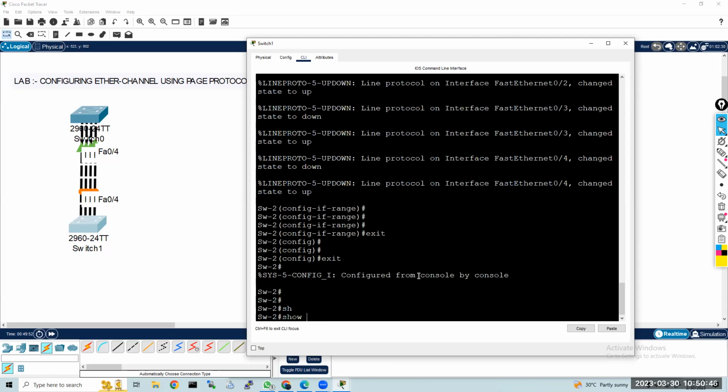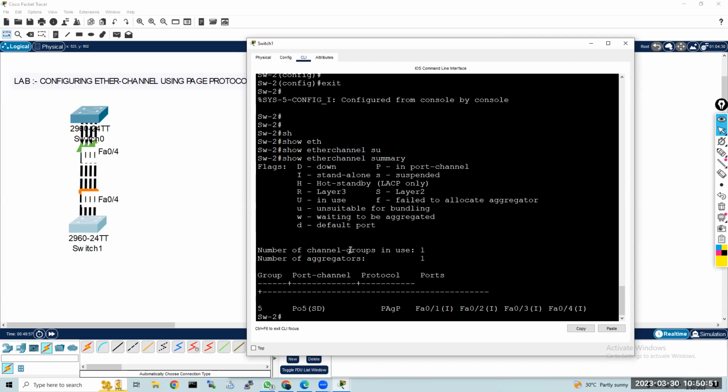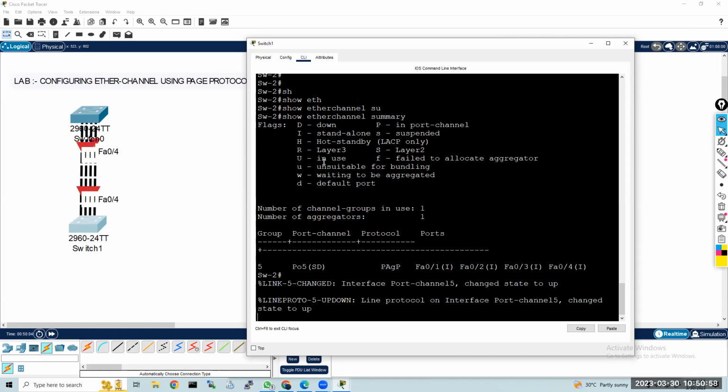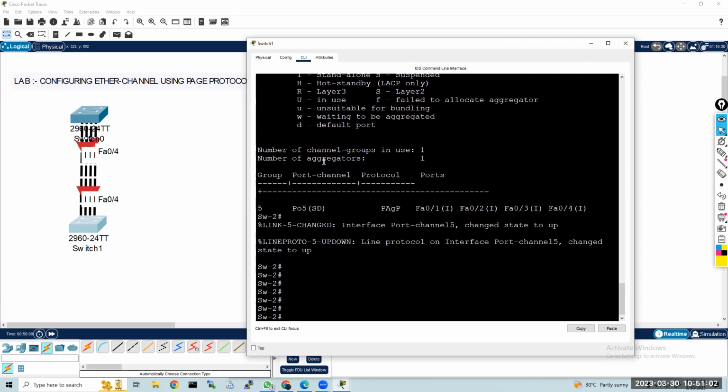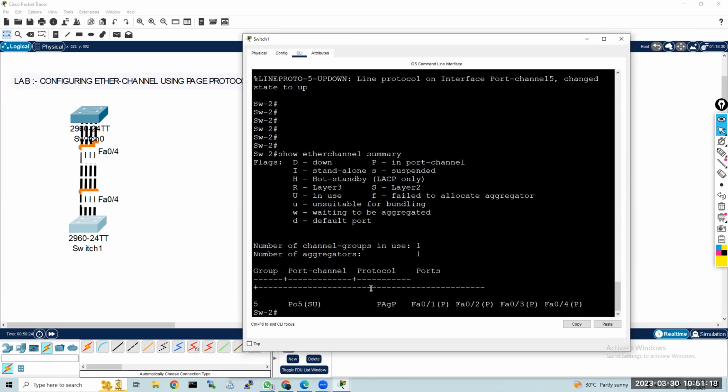If you type show etherchannel summary, it is still showing down. It is still taking time to read. The channel group is still taking time. The other switch is already up, see, the other side. It's coming up now. So now it has become yes. Can you see now?